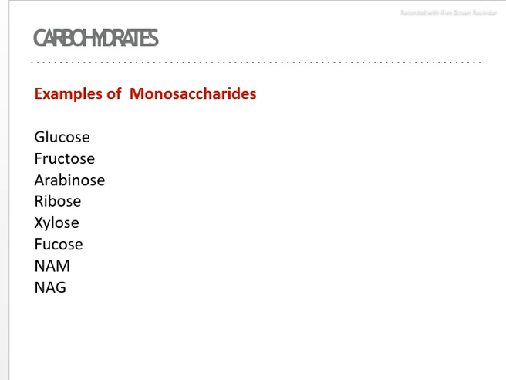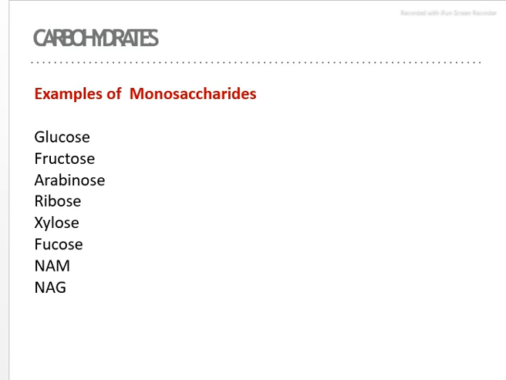Sugar alcohols are also derivatives of monosaccharides. Examples of sugar alcohols are sorbitol and xylitol. The full form of NAM is N-acetyl muramic acid and NAG is N-acetyl glucosamine.